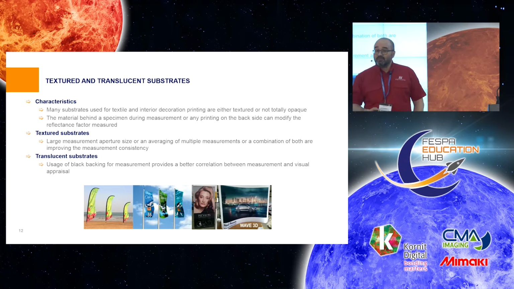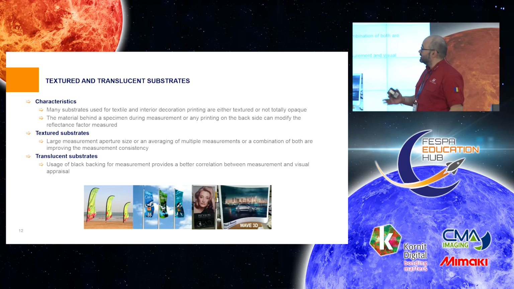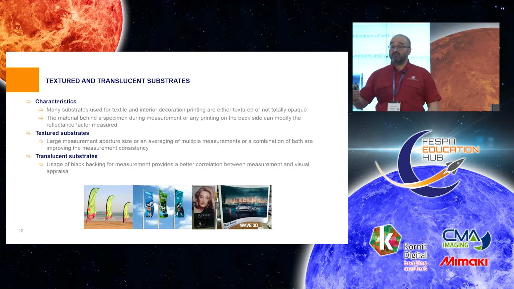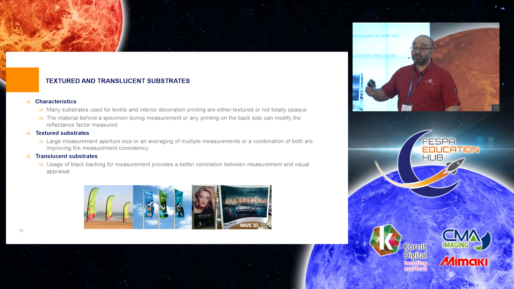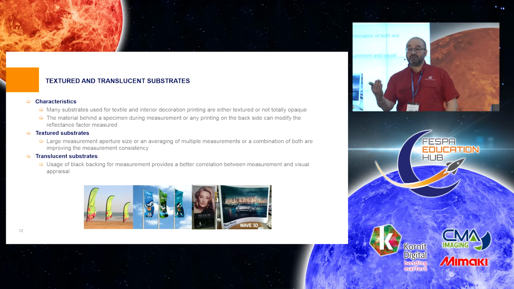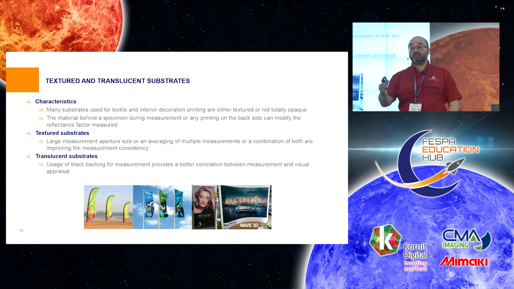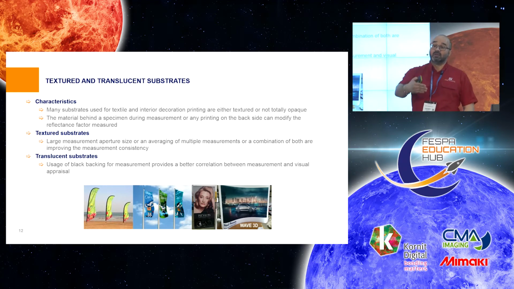Another challenge comes from most of the textile substrates or interior decoration substrates. Most of them have a texture, and they also have different levels of opacity. They are not completely opaque, which means that whatever is behind such a substrate will be visible from behind. So if the translucency level is low, that means the light will pass through the material and everything behind will be visible.